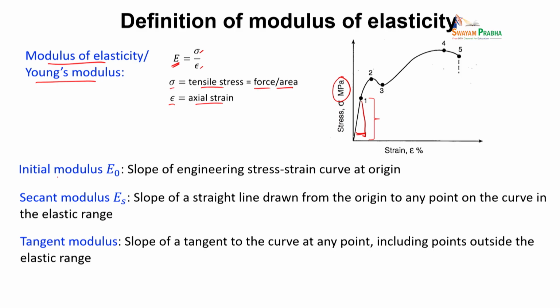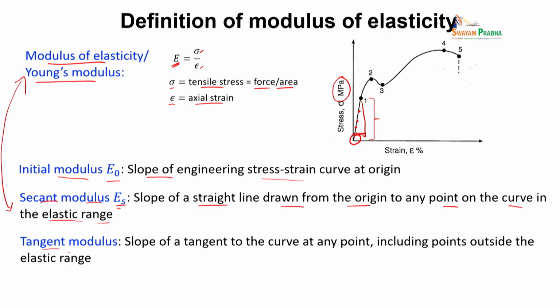Sometimes we also talk about something called the initial modulus. It is basically the slope of the stress strain behavior at the origin. So, if you look at the slope close to the origin, that is called the initial modulus, and there is something called the secant modulus, E_S. This is basically the slope of a straight line drawn from the origin to any point on the curve in the elastic range. So, in a way the Young's modulus and secant modulus are the same thing. But secant modulus can also be used if you are away from the origin; you can actually define it at any point along this line.